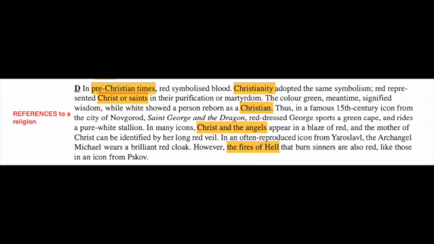Next one's easier, actually, because from the very first line, you can see words which are directly referring to a religion. In pre-Christian times, then second reference Christianity, third reference Christ or saints, fourth reference Christian, fifth reference Christ and the angels, and the last reference to the concept of Christianity, heaven and hell. So here they haven't talked about heaven, but they have said something about fires of hell. So it makes it pretty straightforward. We can easily mark red and religion.